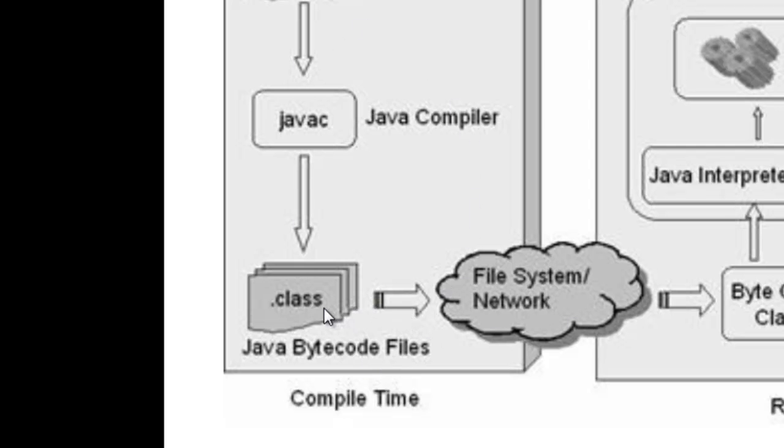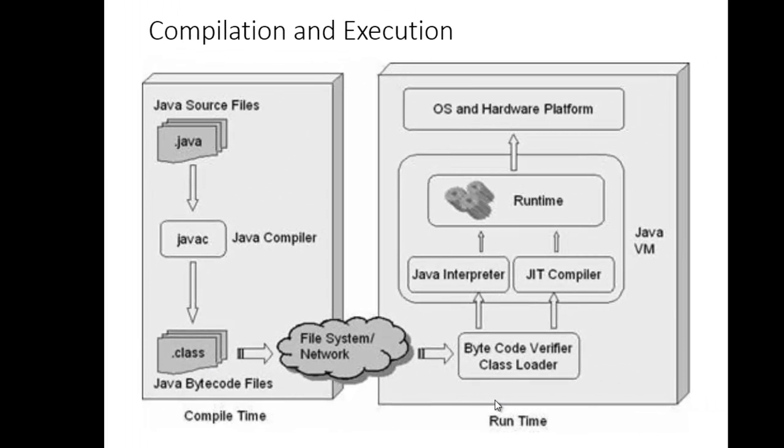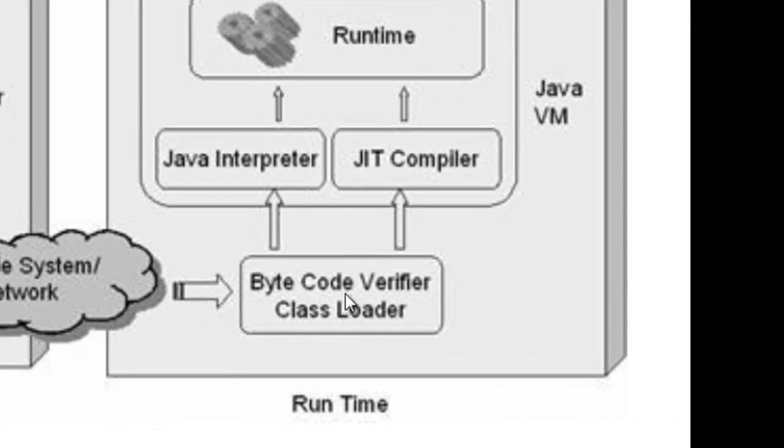After the compilation, this .class file is sent for execution, and at runtime, whenever we execute the program, first of all, the bytecode is verified by the bytecode verifier. Code verification is the process in which the bytecode is checked by the runtime engine to make sure it is safe to execute. It should not act like a virus. And the class loader loads all the inbuilt classes which are specified in the code.